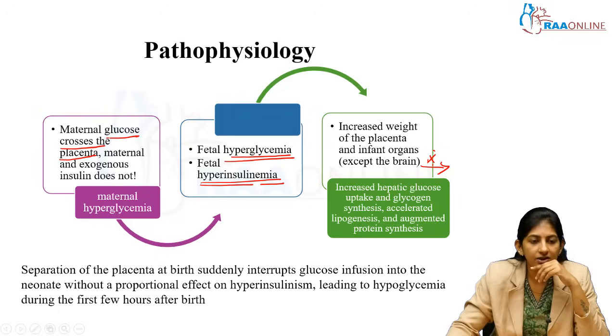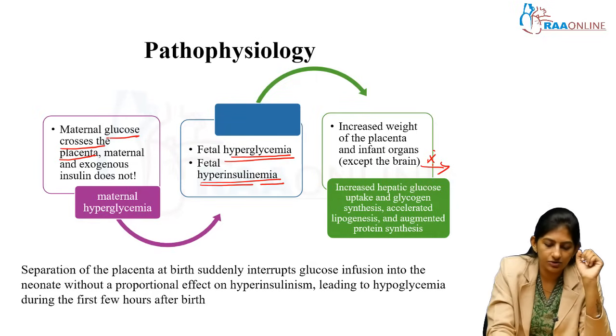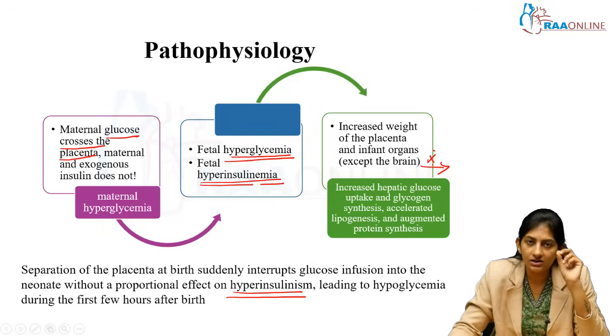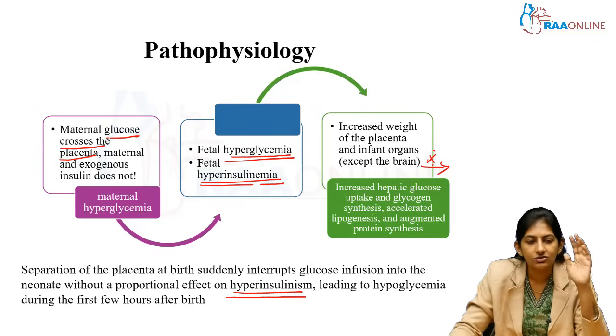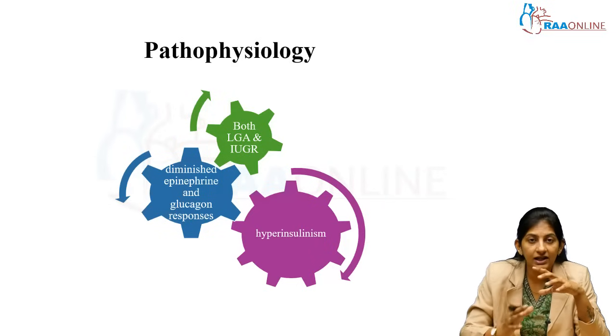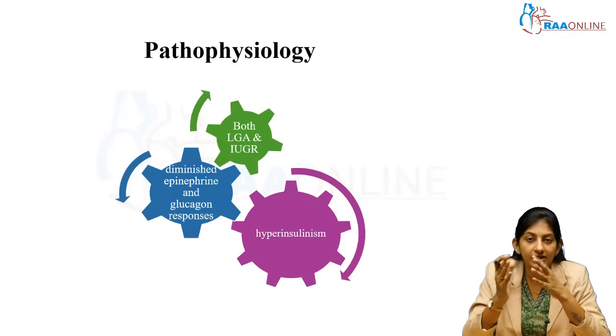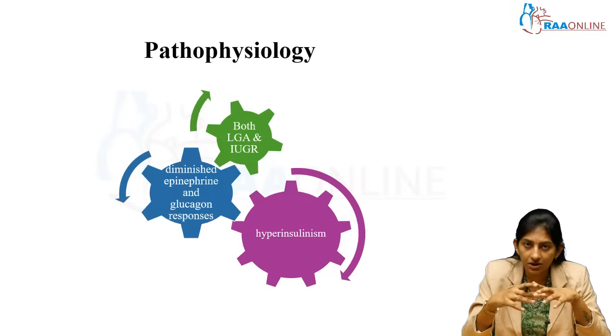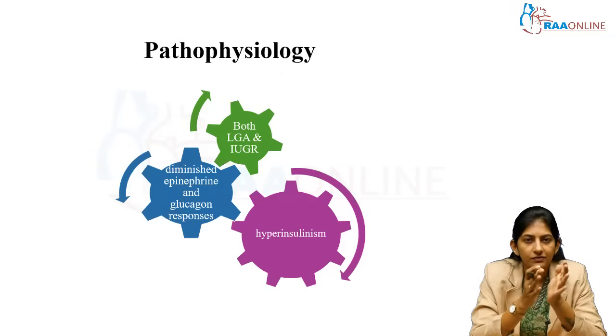So just take a look here. Separation of the placenta at birth suddenly interrupts the glucose infusion into the neonate, but there is not a proportional effect on the hyperinsulinism. So what happens is this insulin is not sensed well, so even though there is no glucose, insulin keeps on secreting, so that will lead to hypoglycemia in the first few hours of birth. So that's why blood glucose screening is very essential for infants of diabetic mothers, and I'll tell you the frequency of interval at which we have to keep the sugar monitored. So this is the pathophysiology in short.